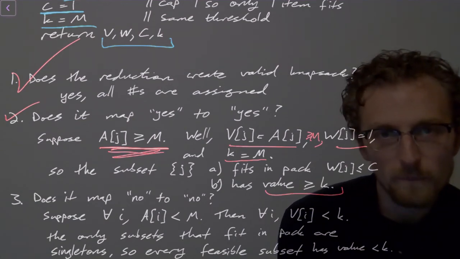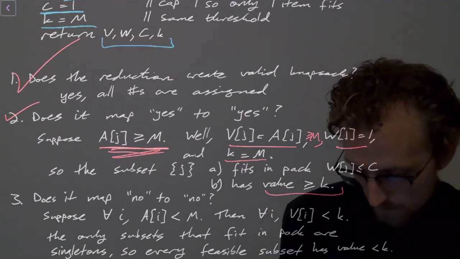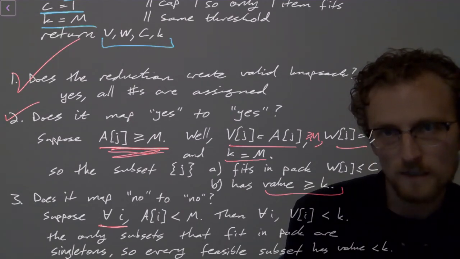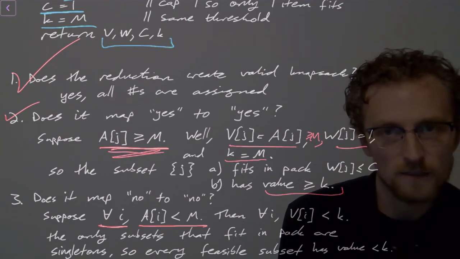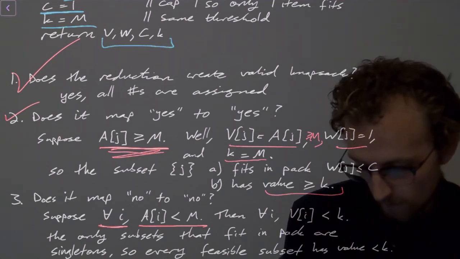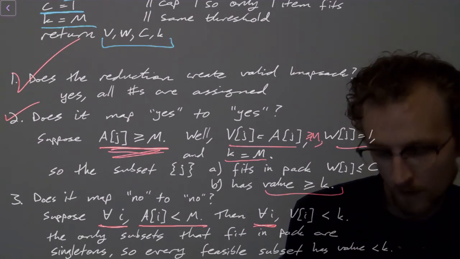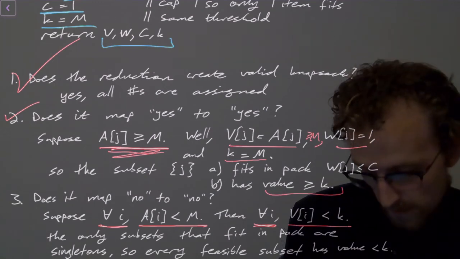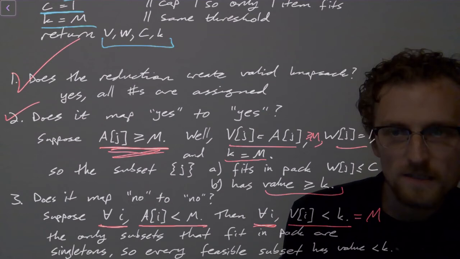Okay, so what does it mean for our problem 1 to have a no instance, to be a no instance? Well, if it's a no instance, then that means that for every index, right, for all indices for this array, the value or the number in that index of the array is less than m. Well then, what do we have? Well then, for any index, for any item now in our knapsack problem, the value of that item is less than k. Right? Why is that? Well, because k, we've set k to be equal to m.